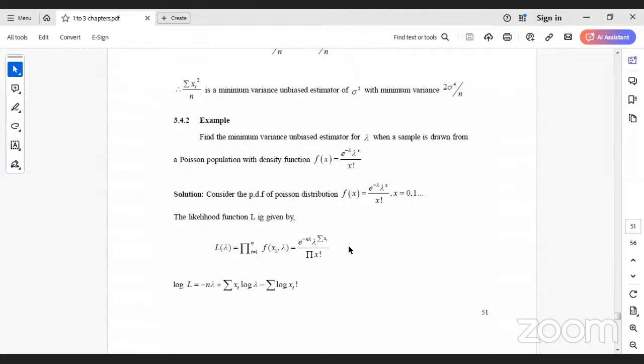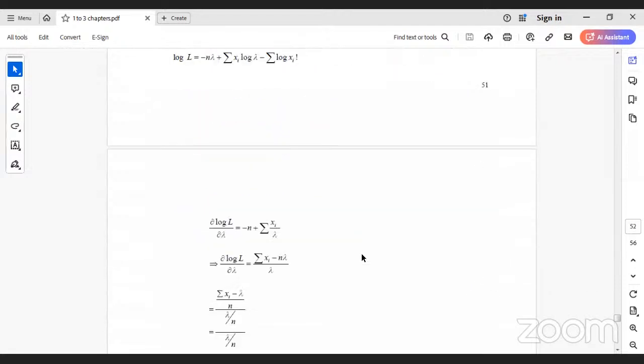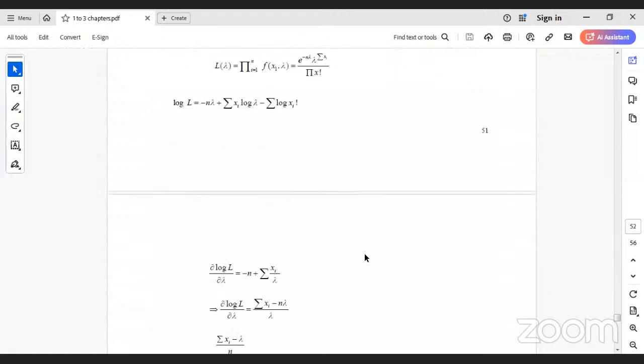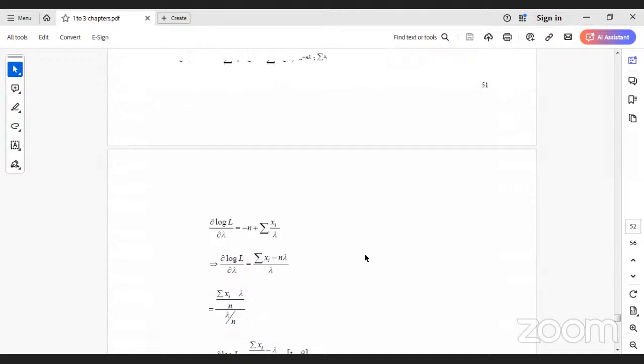L(x, λ) is the product over i = 1 to n of f(x_i, λ), which is e power minus n lambda, lambda power summation of x_i, divided by product of x_i factorial. So log L is minus n lambda plus summation of x_i log lambda minus summation of log x_i factorial. The partial derivative, ∂ log L by ∂λ, is minus n plus summation of x_i by lambda, which is summation of x_i minus n lambda, by lambda.